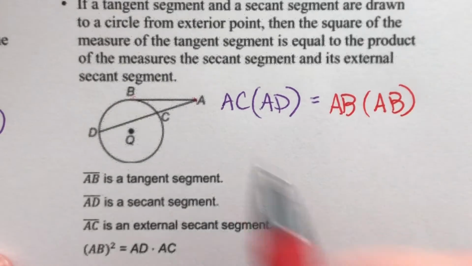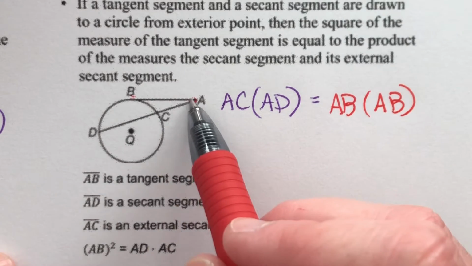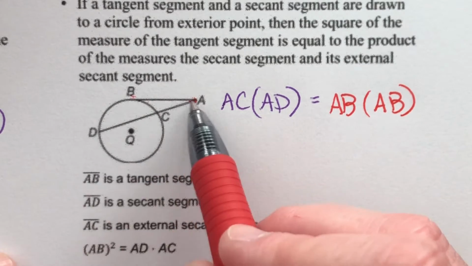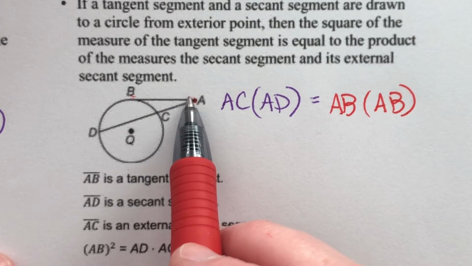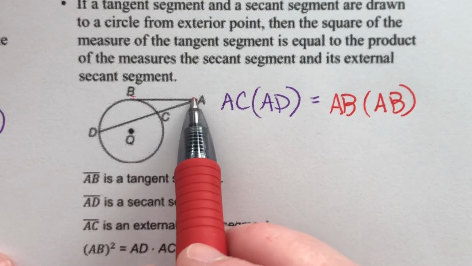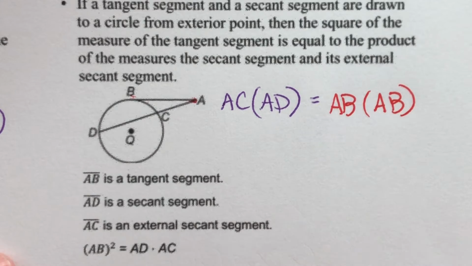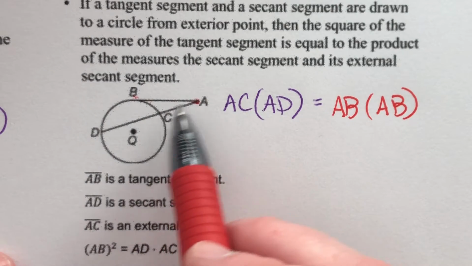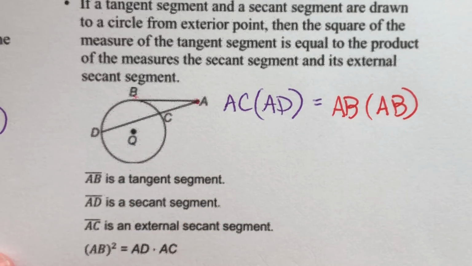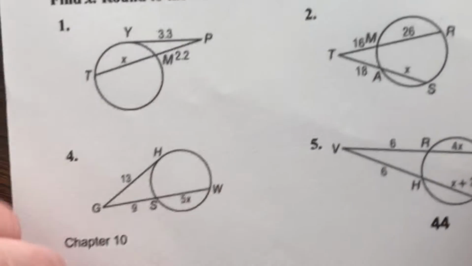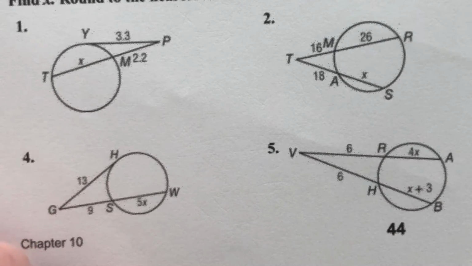So the only thing that looks different when you have a tangent line is instead of having different measures for the outside portion and the whole thing, it's the same for a tangent line, the outside portion and the whole thing. You're just multiplying it by itself. Okay, so outside times the whole thing equals outside times the whole thing. All right, so same rule all the way around. Let's jump right into some examples.